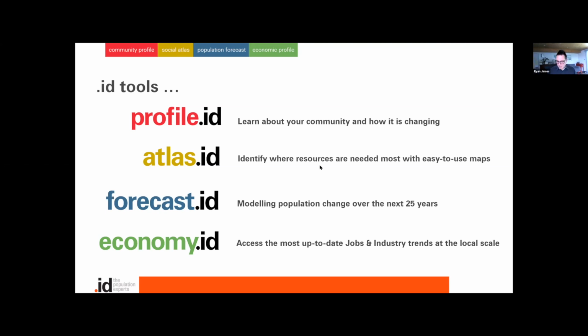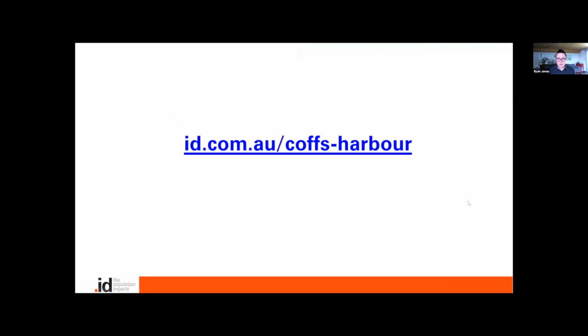So I'm just going to keep moving through. So here's a link to Coffs Harbour, and any area you can put in there. But I'm just going to stop sharing for a second.